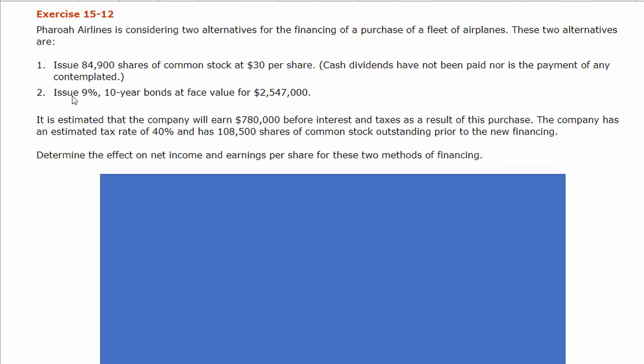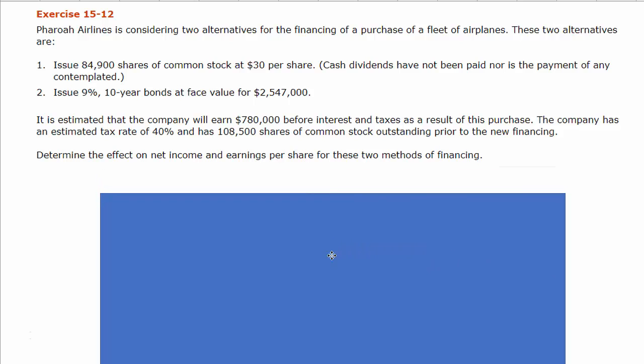Or 2. Issue 9% 10-year bonds at face value for $2,547,000. The next statement tells us that it's estimated that the company will earn $780,000 before interest and taxes as a result of this purchase. And the company has estimated a tax rate of 40%. It has 108,500 shares of common stock outstanding prior to the new financing. So we're asked to determine the effects on net income and earnings per share for these two methods.